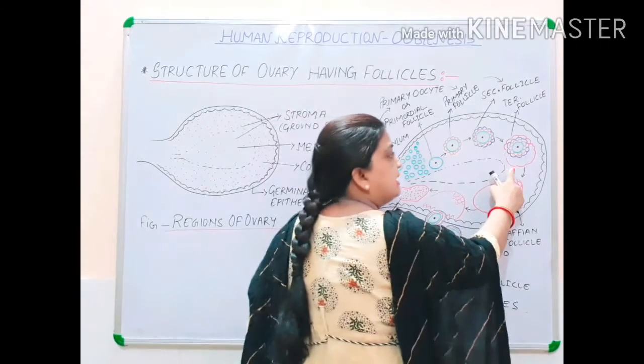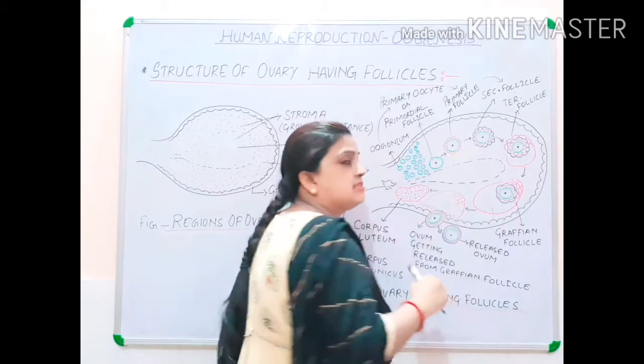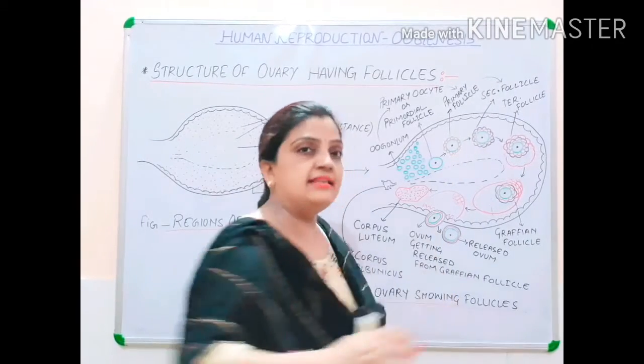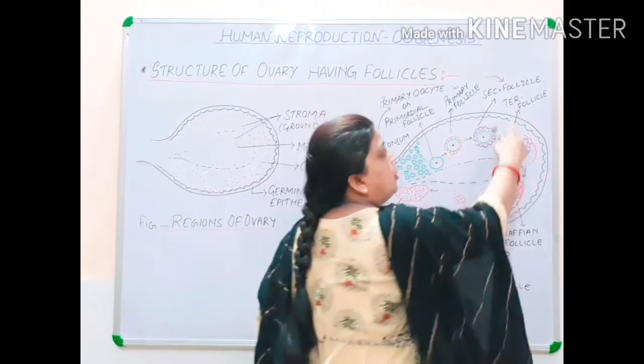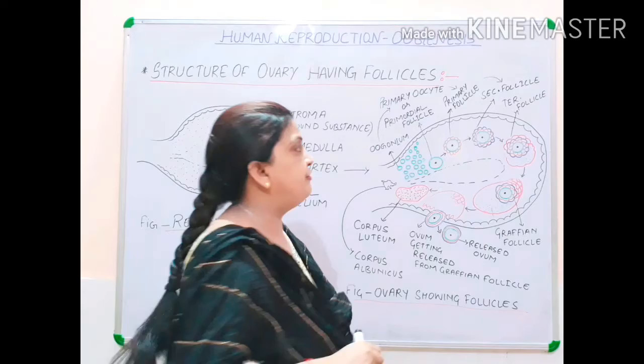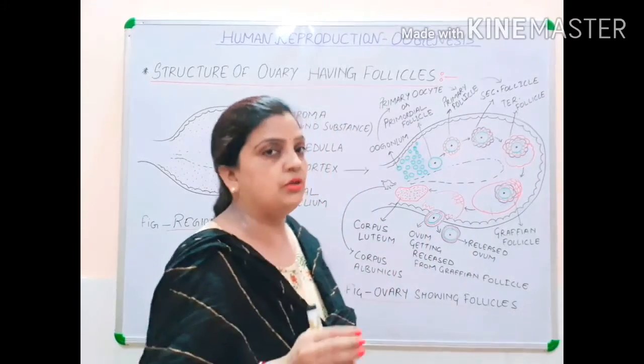Now in the third layer of granulosa cells will be enclosing the primary oocyte and the structure which forms is now called the tertiary follicle. Children, the differentiation you can see by the color which I have drawn on the board.